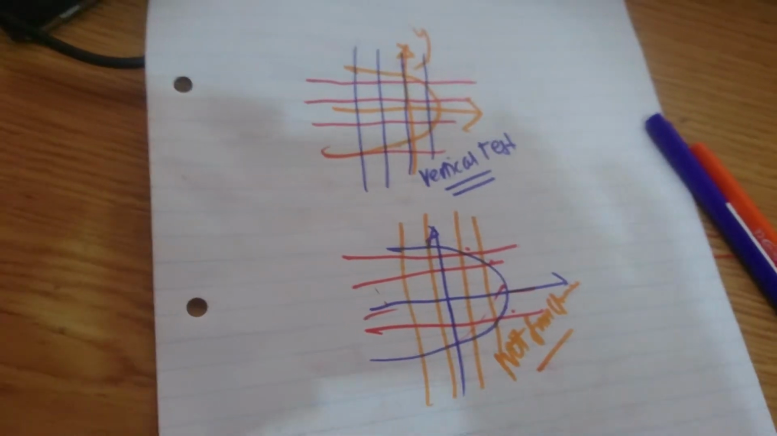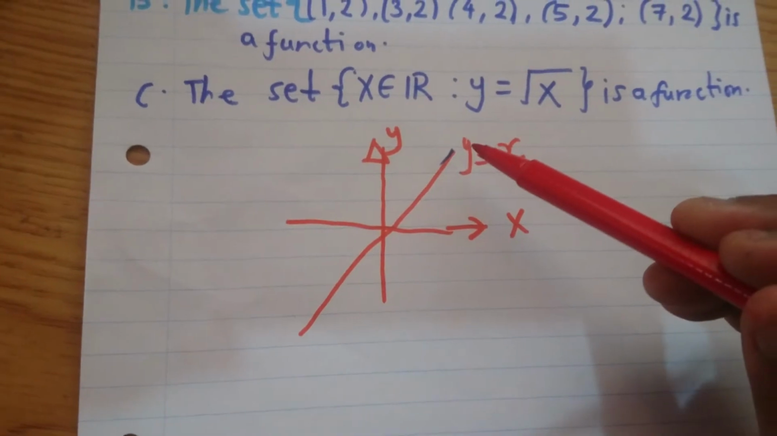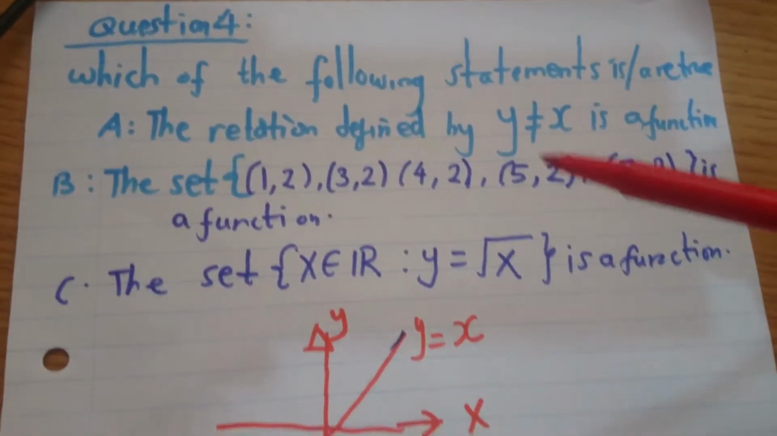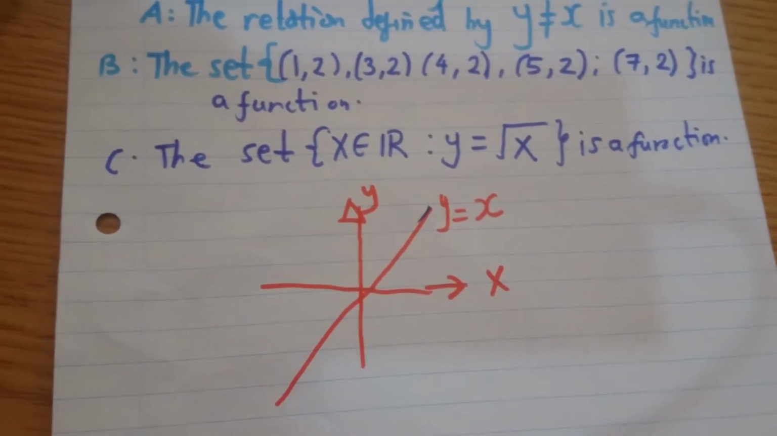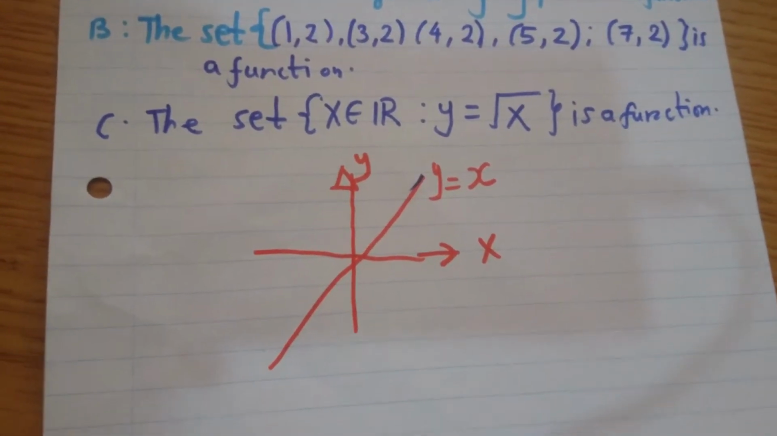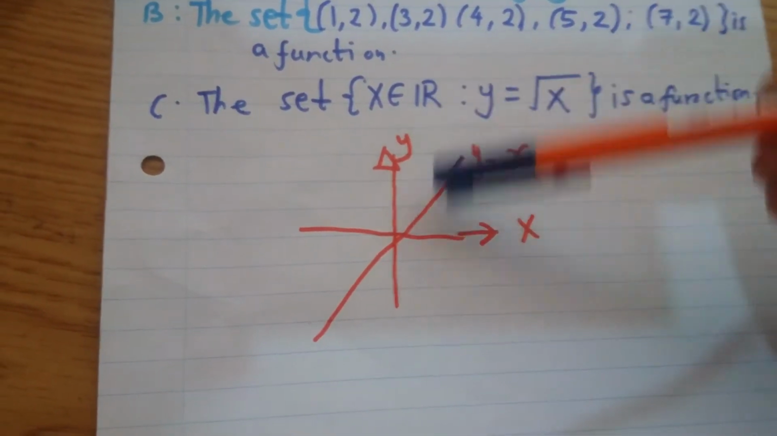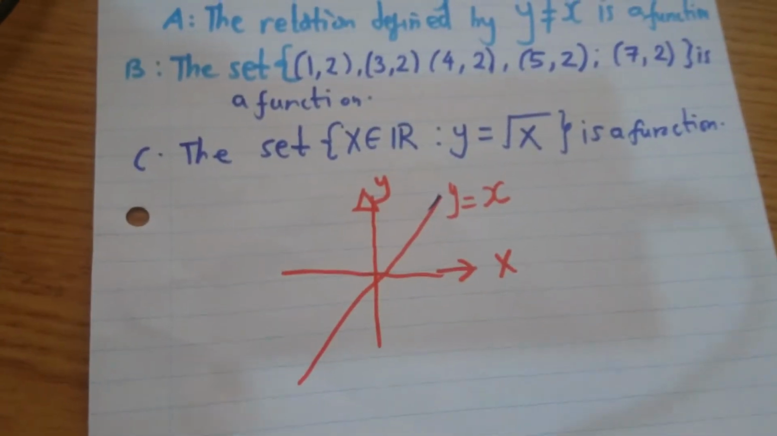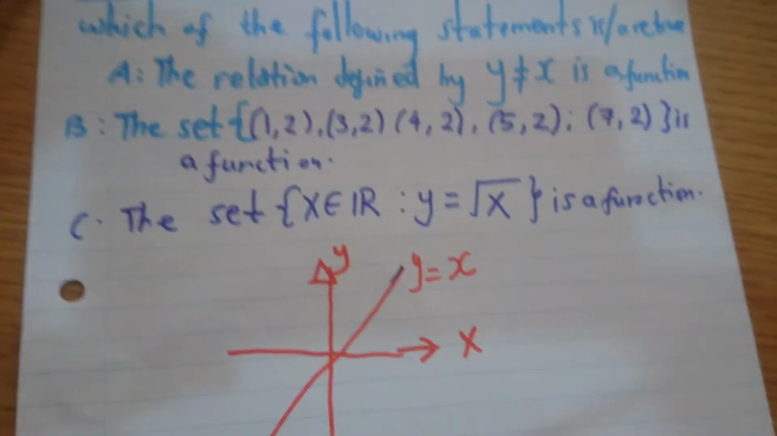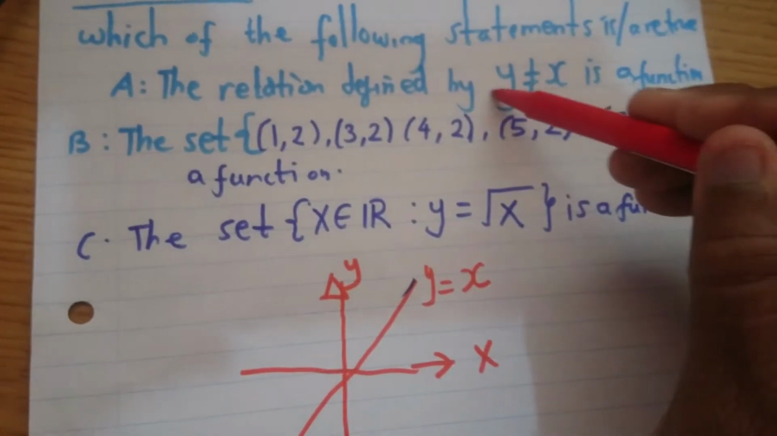So now, let's go to the question. This line is y equal to x. According to the option there, they say y is not equal to x. What does that mean? We know y equal to x is a function. How do you know? Because if you draw a vertical line, it cuts once at every point. But in this case, they say y is not equal to 1.